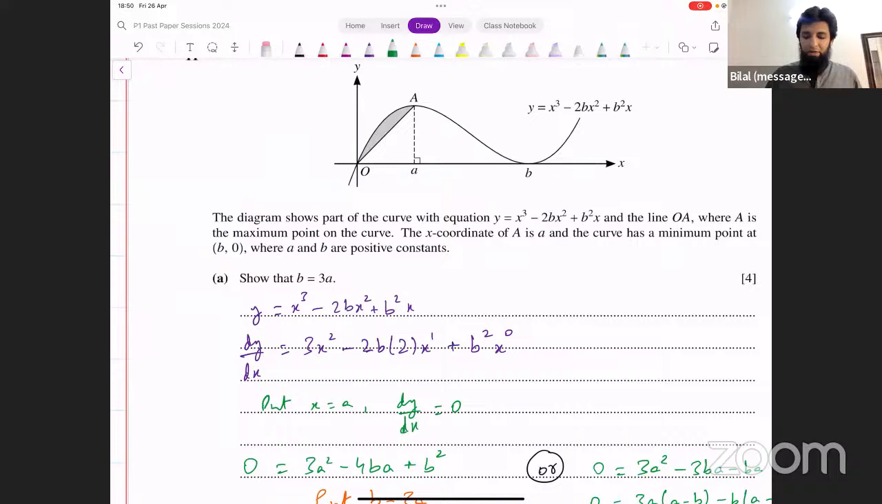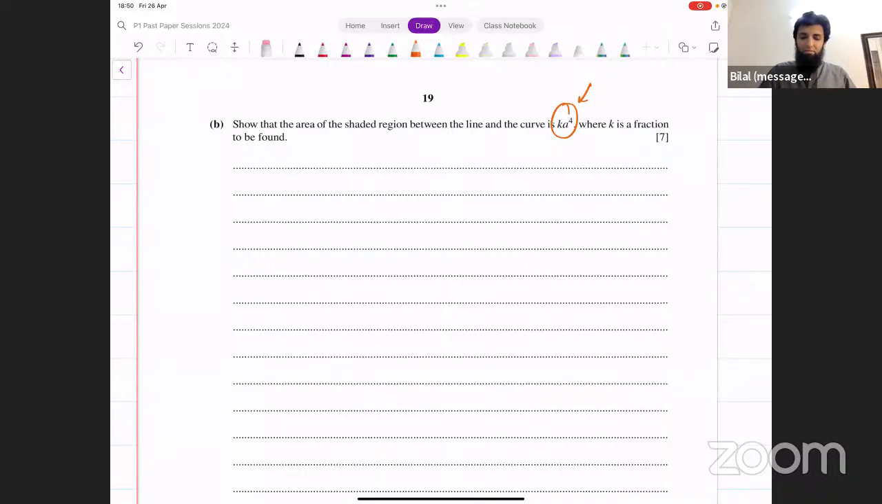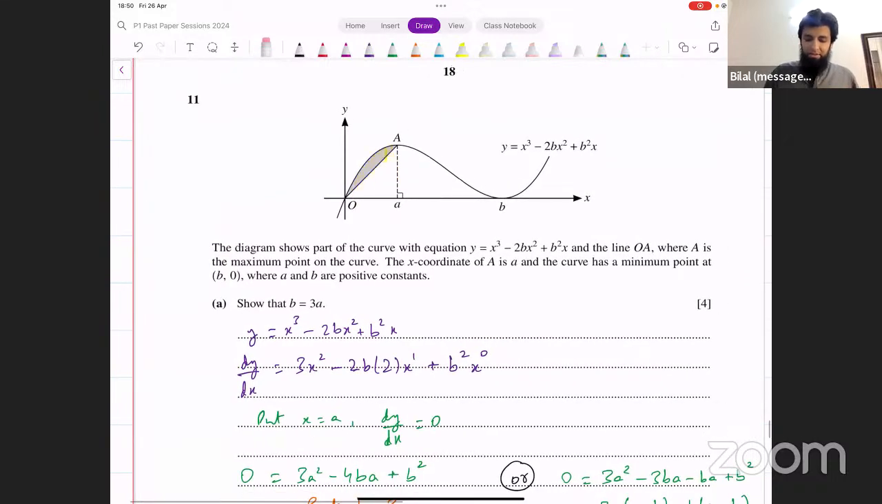You can do this by integration. Find the area under the curve from 0 to a. Your answer has to be in terms of a, right? So you don't have to find the value of a here. What you can do is find the area under the curve, all of this region, and subtract from that the area of this triangle.